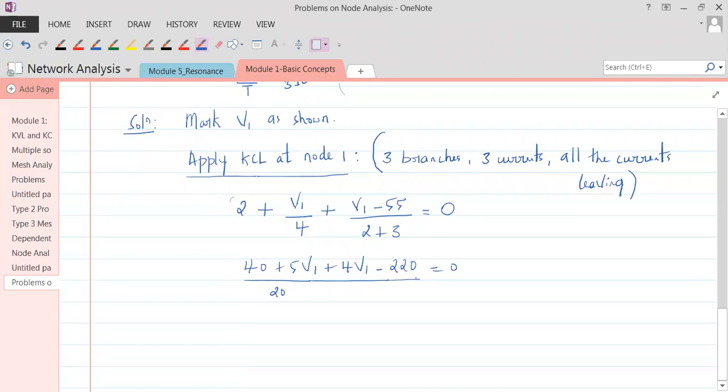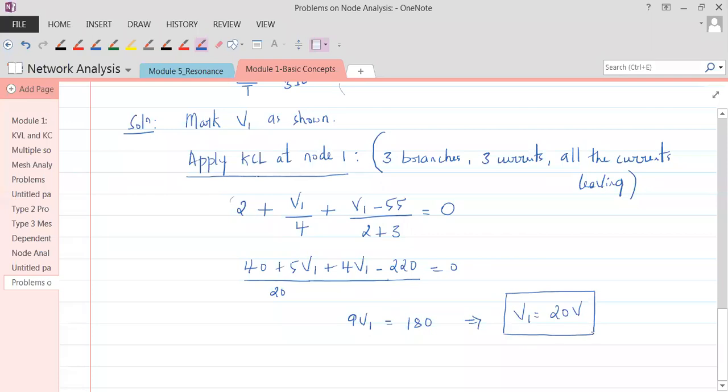So how many V1s are there? 9 V1 on the left hand side. 9 V1. Okay. Equal to plus 40, 220, it would be minus 180. On the right hand side, it would be 180. Okay, so which implies that our V1 is 20 volts.